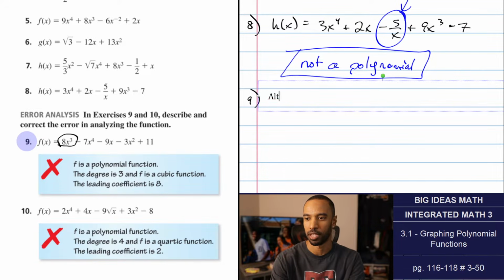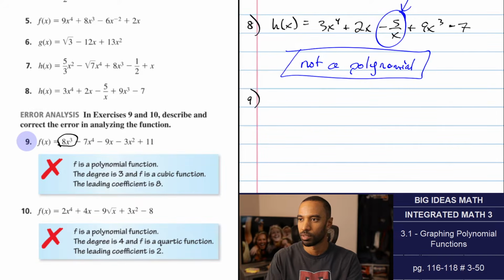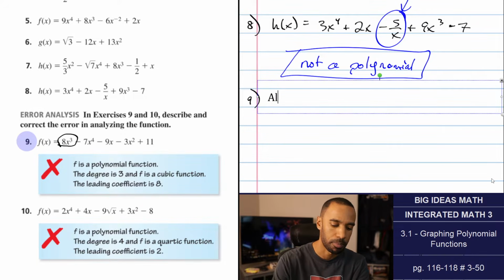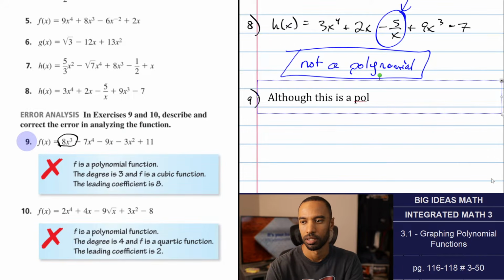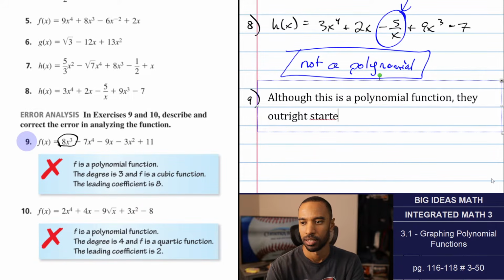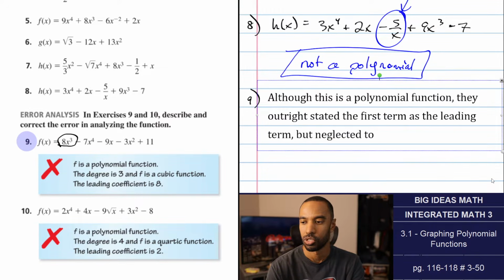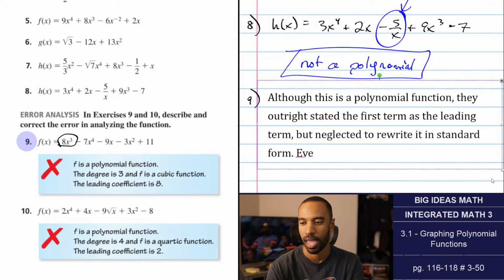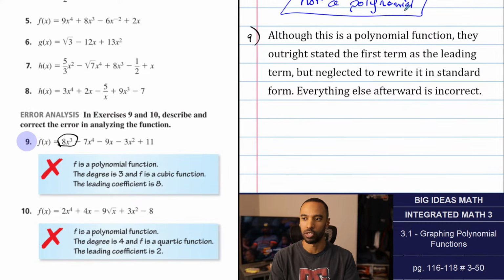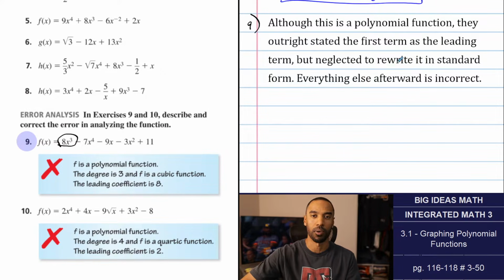Although this is a, let me get a bigger text here. Although this is a polynomial function, they outright stated the first term as the leading term, but neglected to rewrite it in standard form. Everything else afterward is incorrect. So let's correct it. I'm not going to recopy the problem, but what I'm going to do is rewrite that problem in standard form. And then we'll go ahead and address all the things.